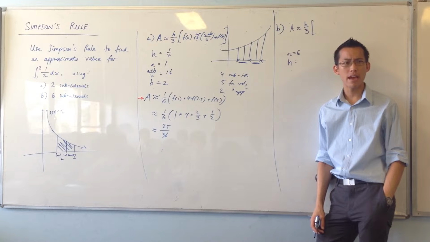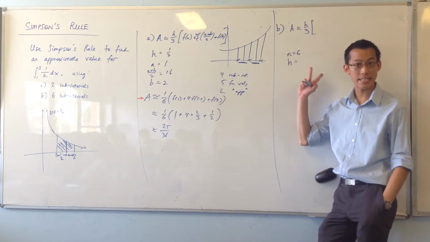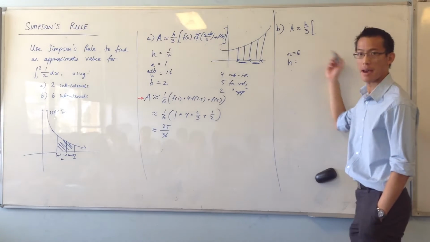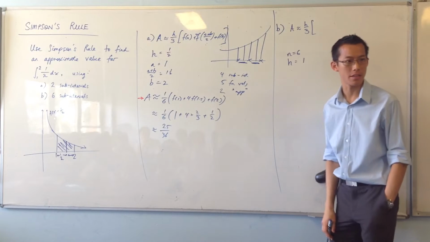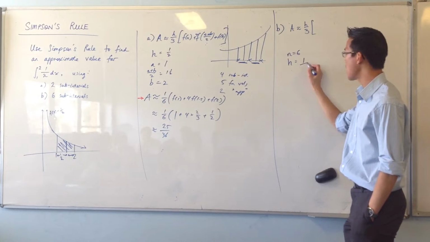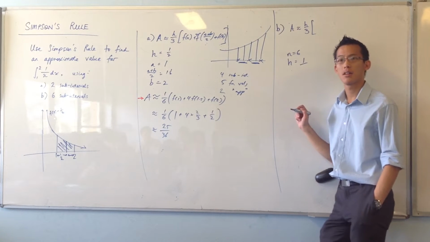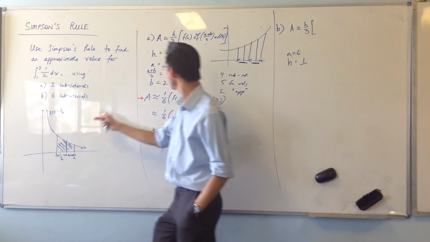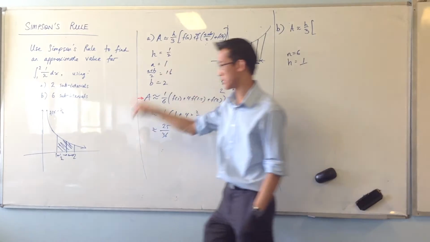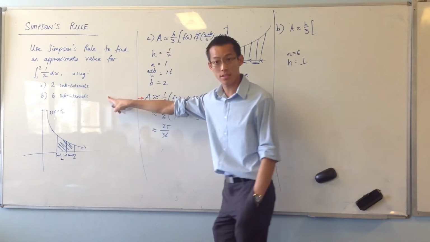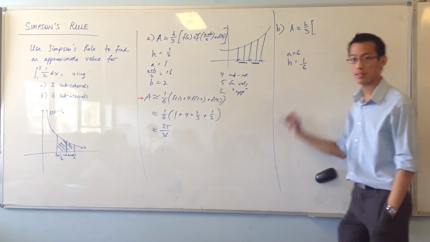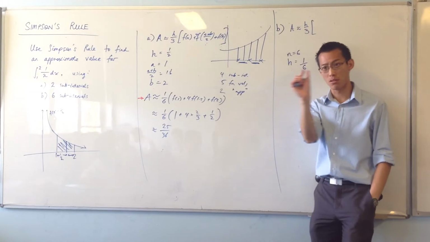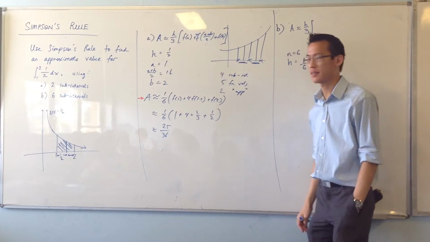How do I work out h again? I take that distance, right? Which is b minus a, which is 1 in this case. And then I divide by, what am I dividing by? I divide by however many intervals I have, right? So in this case, I divided by 2, because I had 2 subintervals. Now that I've got 6, I'm going to divide by 6. Okay? So they're quite small, right? So I'm going to get pretty good accuracy here, yeah?